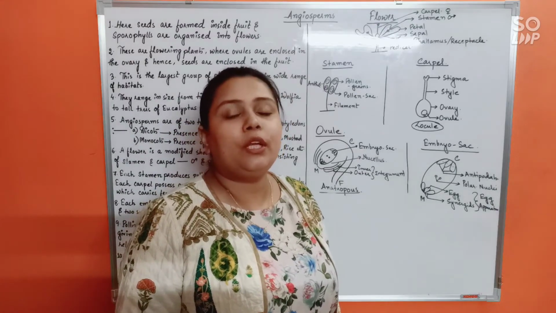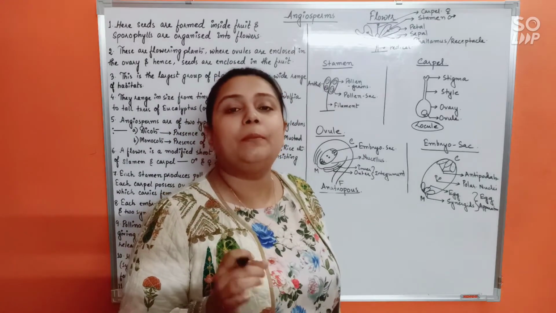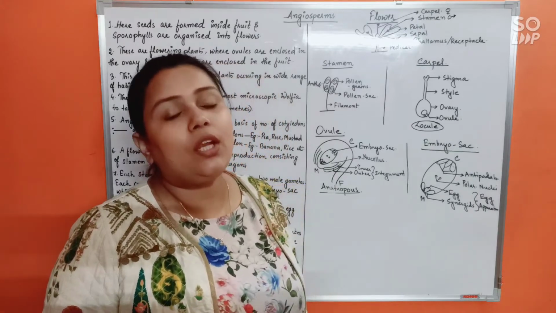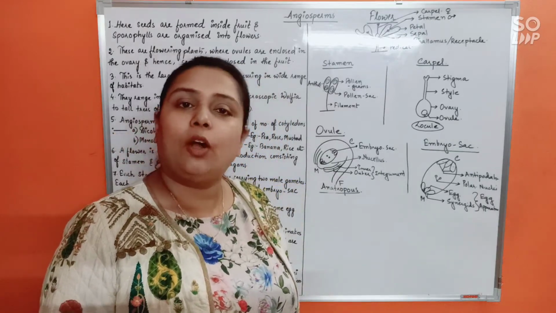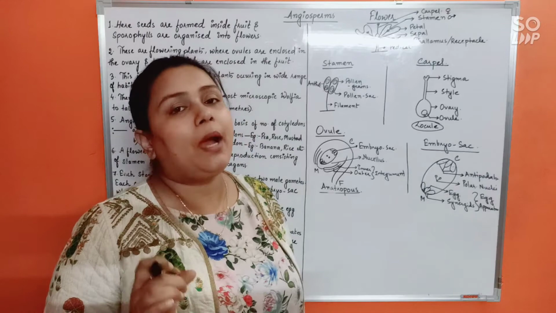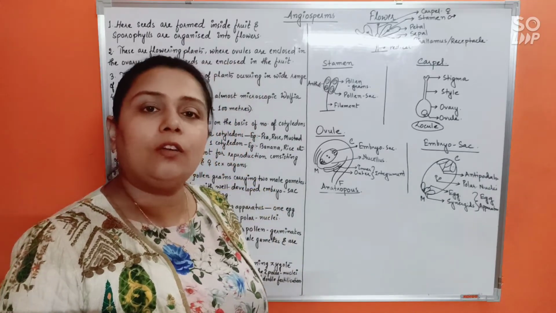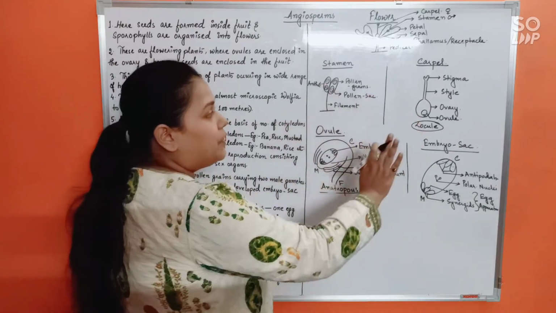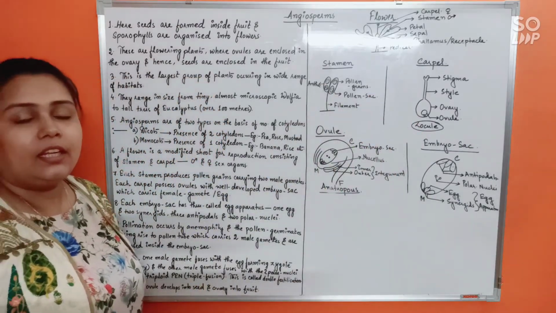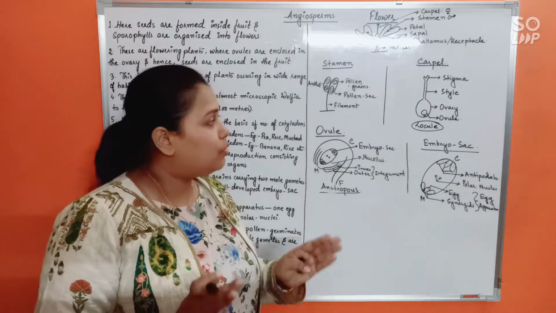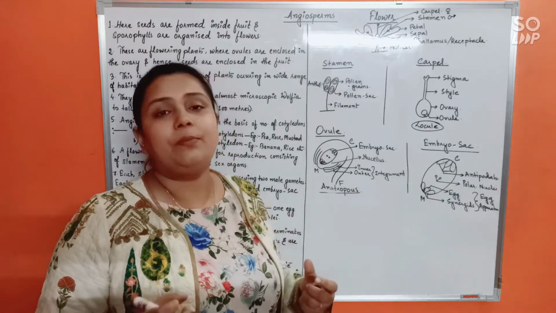Sometimes the two polar nuclei might fuse together to form a diploid nucleus, and that's called a secondary nucleus. Alright? So this much is clear? Right? So basically what I have told you so far, let us revise it a bit before I tell you further details.